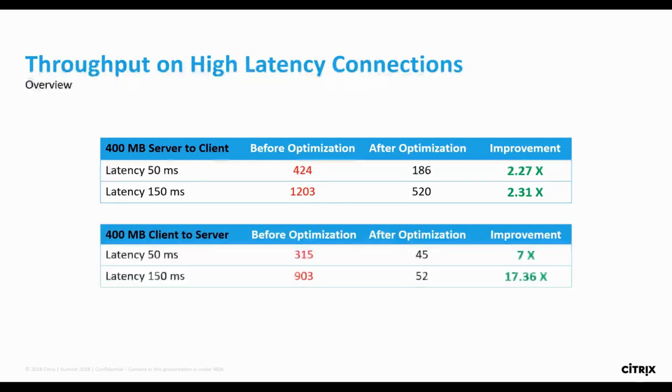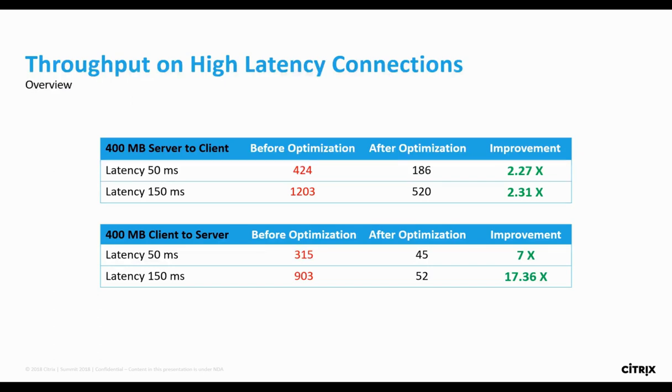Now let's look at the flip side of this. 400 megabytes from the client to the server. And the improvements here are even greater than server to client. So client to server, we're seeing 300 seconds down to 45, 900 seconds down to 52. This is a 7 and a 17 times improvement for sending the same amount of data over the line based on some of the new optimizations put into ICA with the Virtual Apps and Desktops 1808 release. So another big improvement when it comes to ICA.